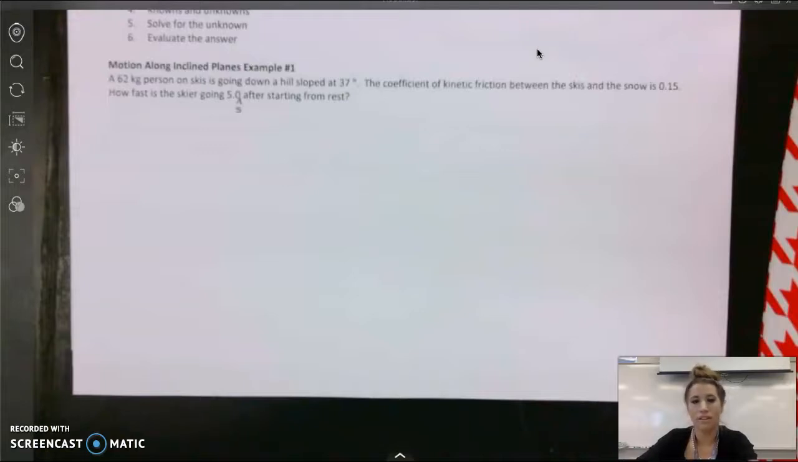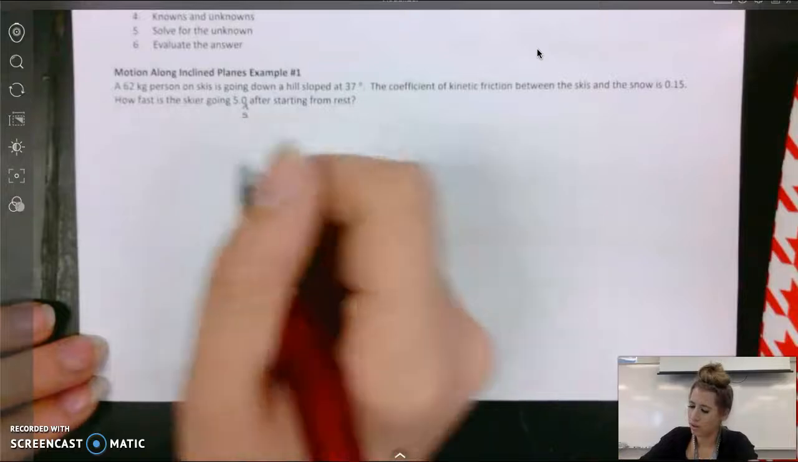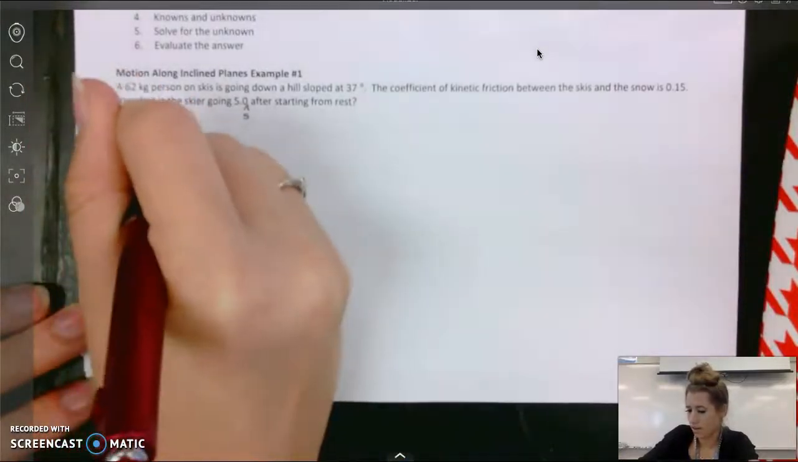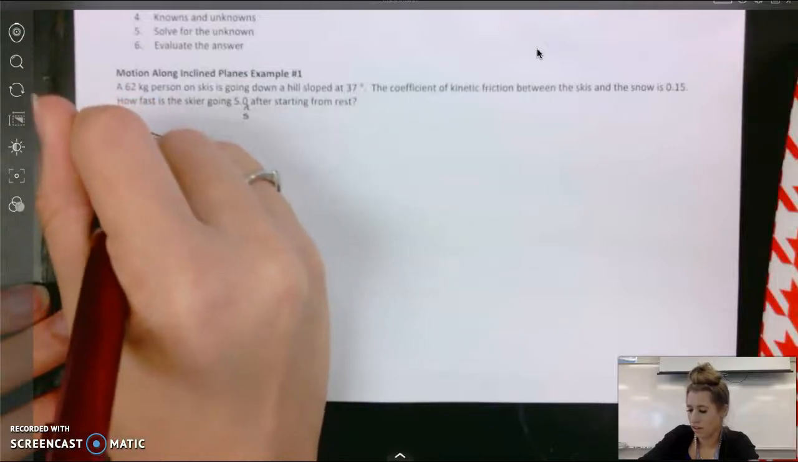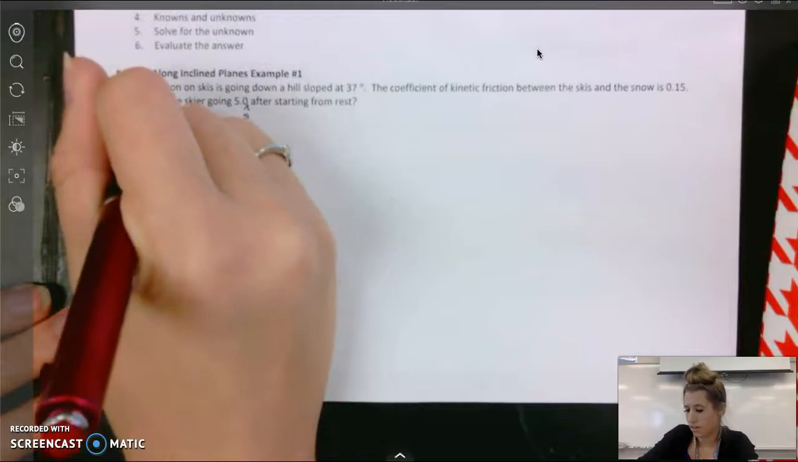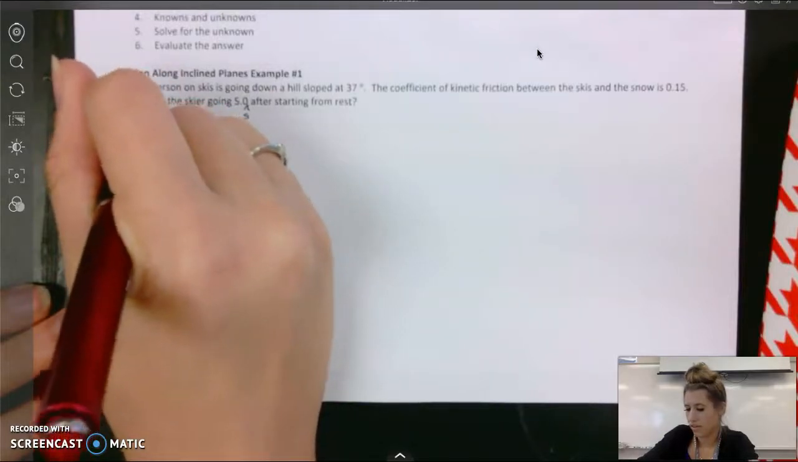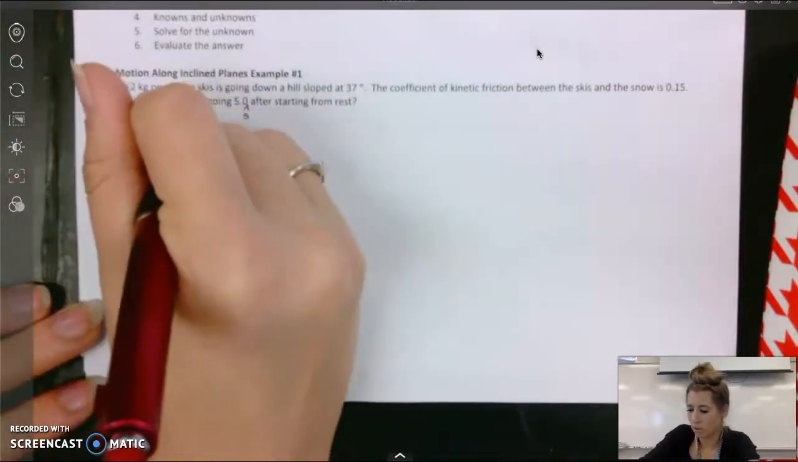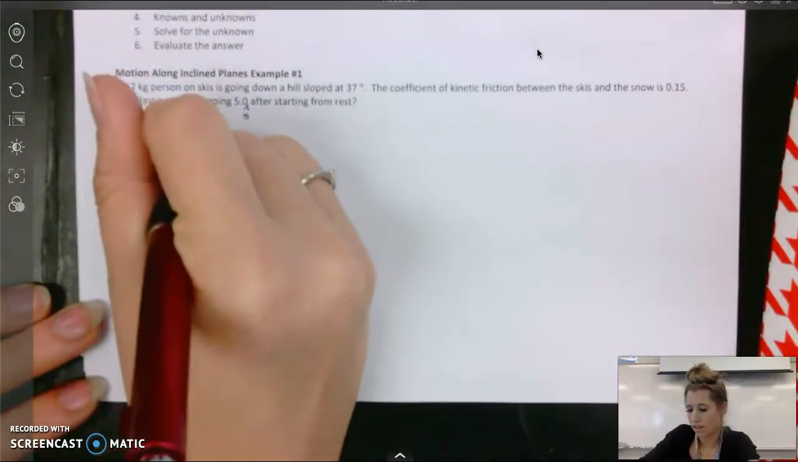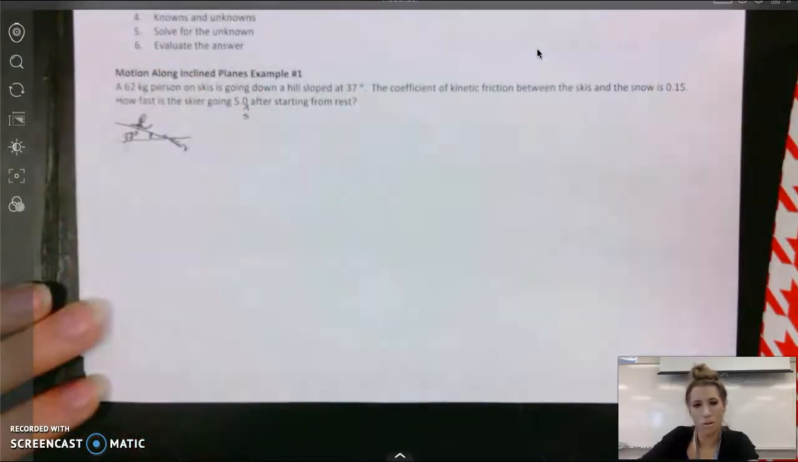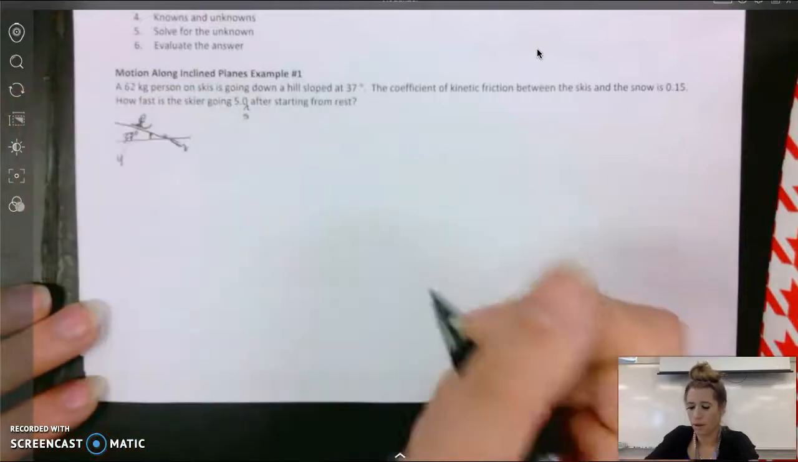Okay, let's draw a picture, establish a coordinate system. Okay, so we have a skier, and they're going down a hill. The angle is what, 37 degrees? Okay. Here's the skier. And so we're going to call the slope our x-axis. And then we're going to call the perpendicular to that slope, where the normal force is going to be, that's going to be our y.